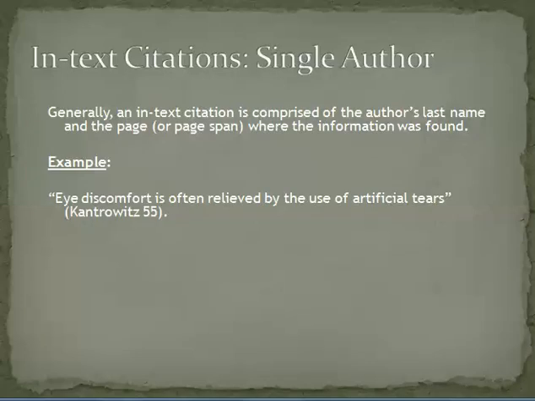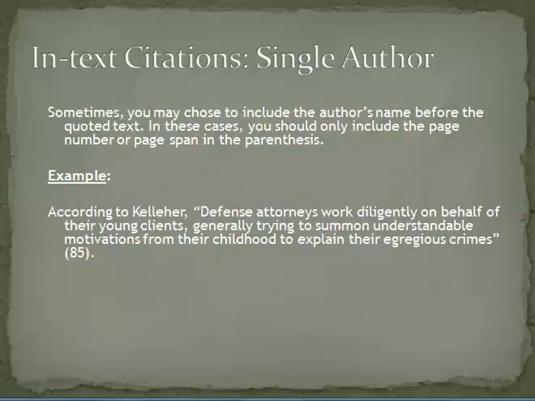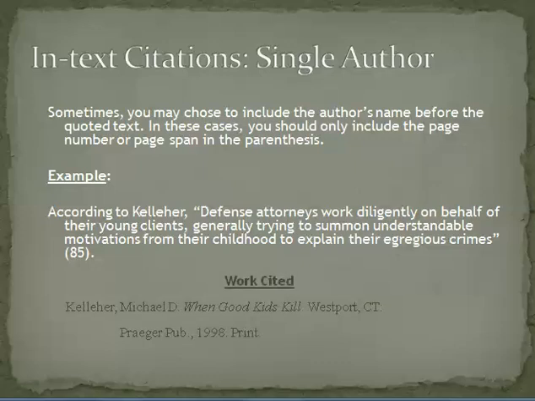Here's the most basic in-text citation for works with a single author. In this case, you simply write the author's last name and the page or page span you are citing if available. And here's how the work will look in your Works Cited page at the end of your paper. If you already have included the author's name in the text, then you only need to write the page number or page span of the text. And here again is the Works Cited page.